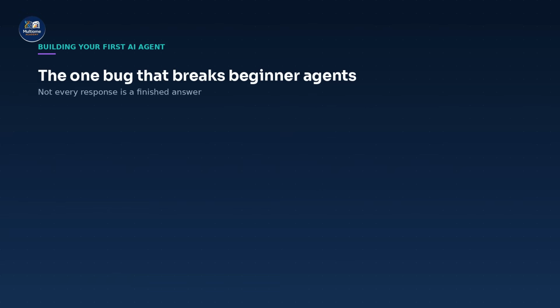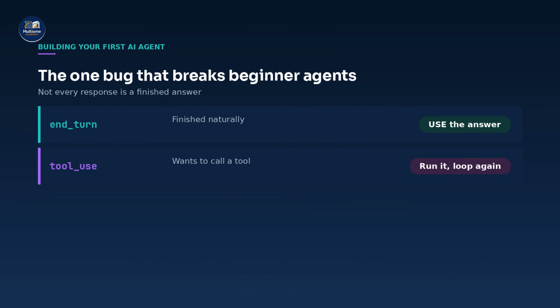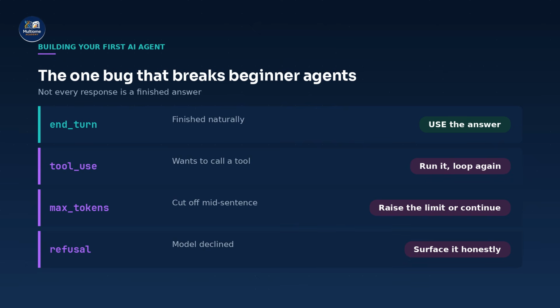Here's the single most common beginner bug. Not every response is a finished answer. End_turn means the model actually finished, the only value where you should use the text as is. Tool_use means it wants to call a tool. Run it, and loop again. Max_tokens means the response was cut off mid-sentence. Return that as an answer, and you silently ship truncated text. And refusal means the model declined. Surface that honestly. Check stop_reason explicitly every single time.